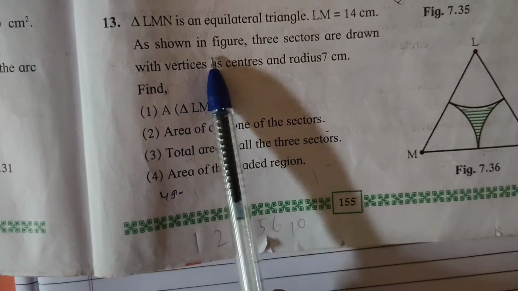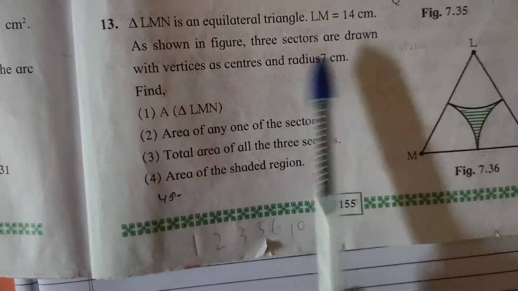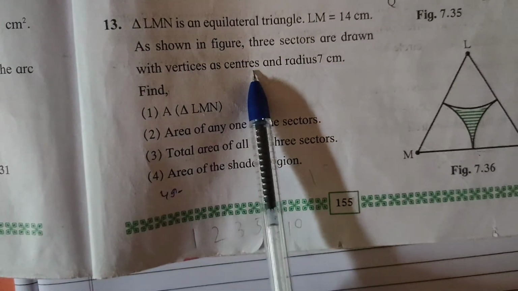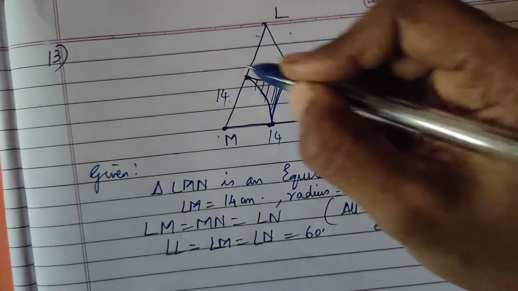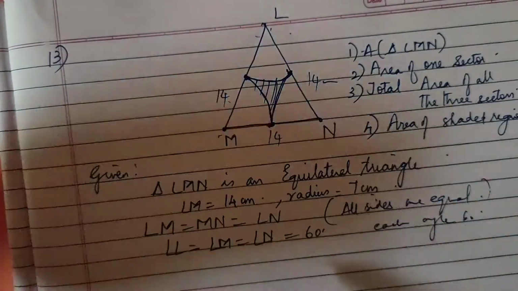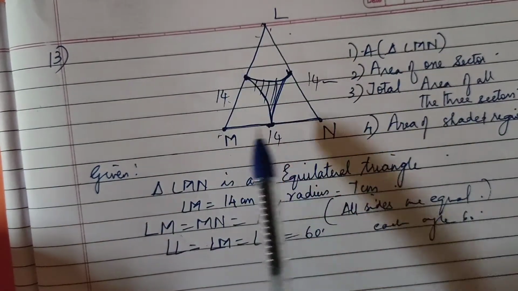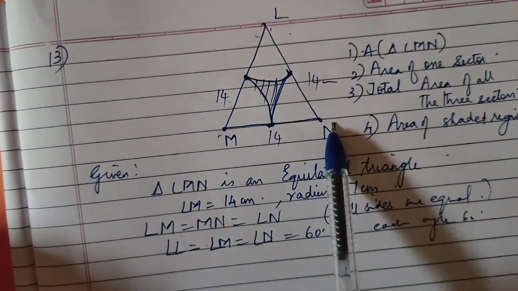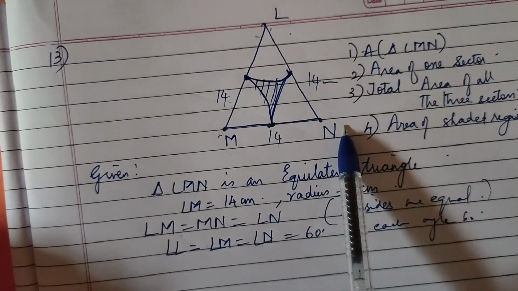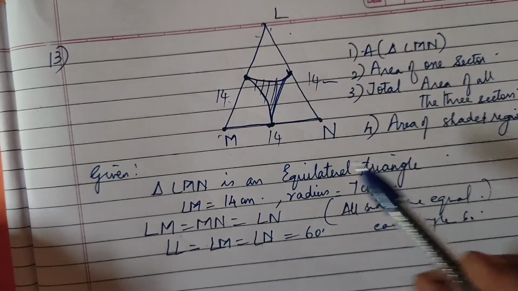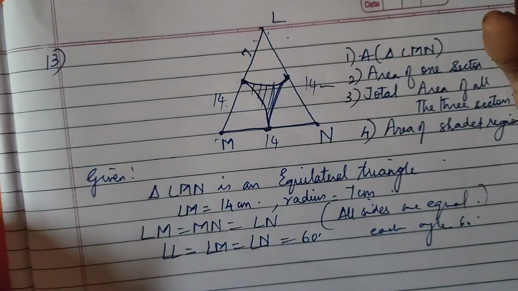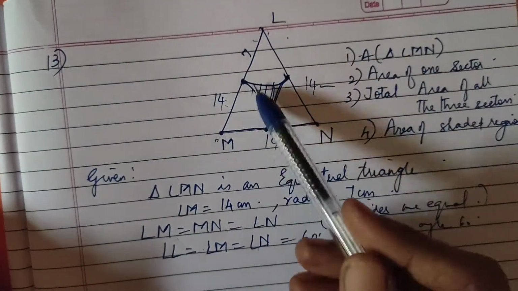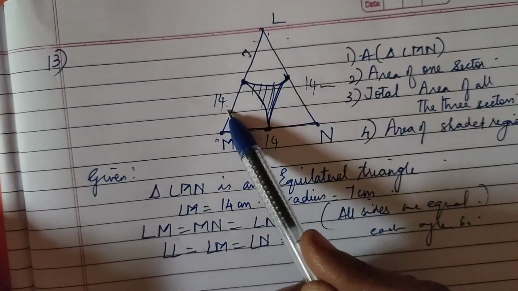They said as shown in the figure, 3 sectors are drawn with the vertices as the center. That means this point and this point are the midpoints. This point is the midpoint of LM and this point is the midpoint of MN and this point is the midpoint of LN. Okay, and this is 7 they have given. Definitely it is 7. This is 14, so the midpoint means this is 7 and this is 7.